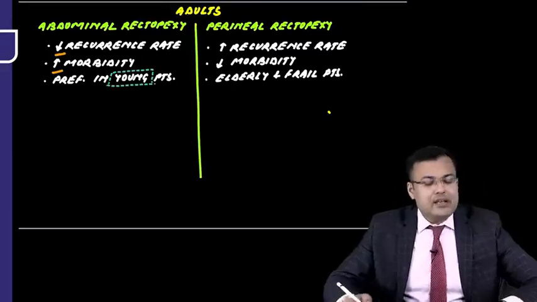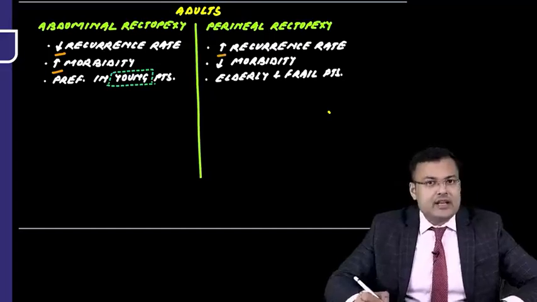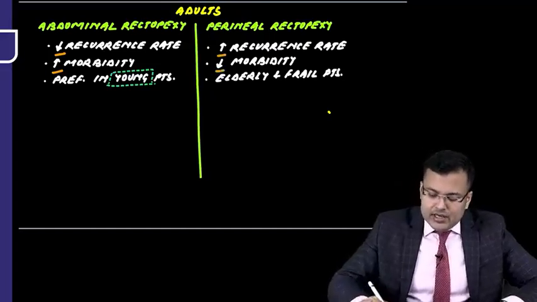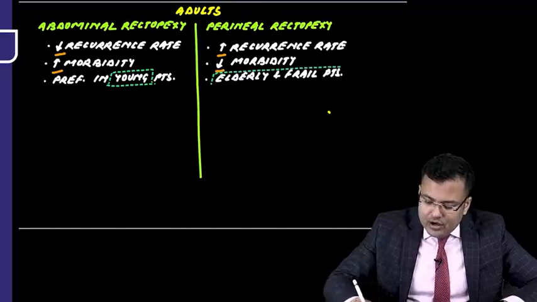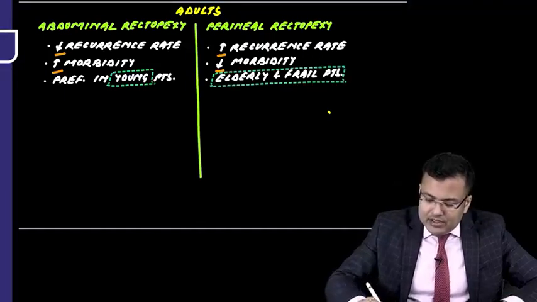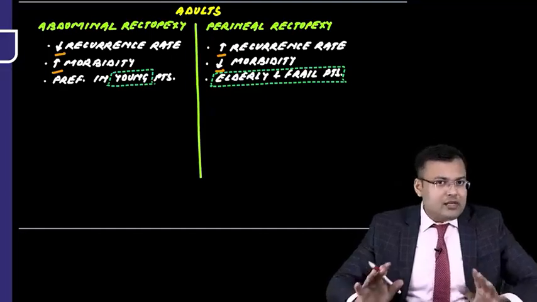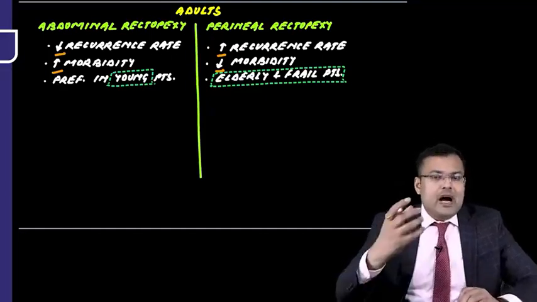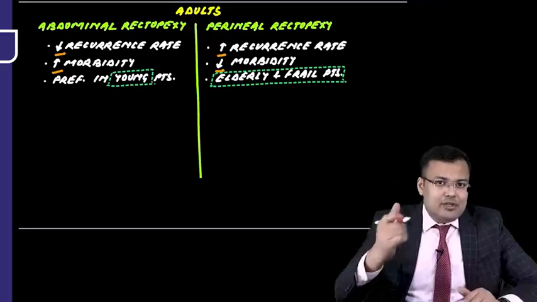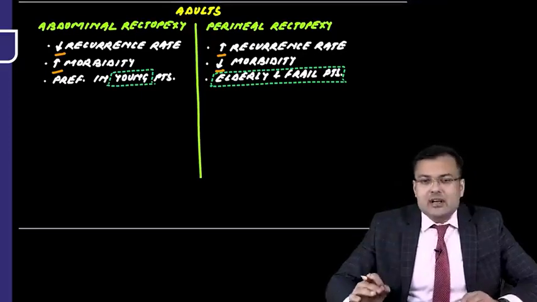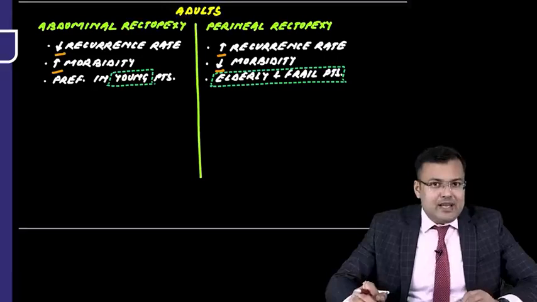And in perineal rectopexy, there is increased recurrence but morbidity is low. That's why it is preferred in elderly or frail patients. These questions are frequently asked. And nowadays, for the last 2 to 3 years, repeatedly there is one question on rectal prolapse. They ask about the names of procedures, which procedure is abdominal and which procedure is perineal.